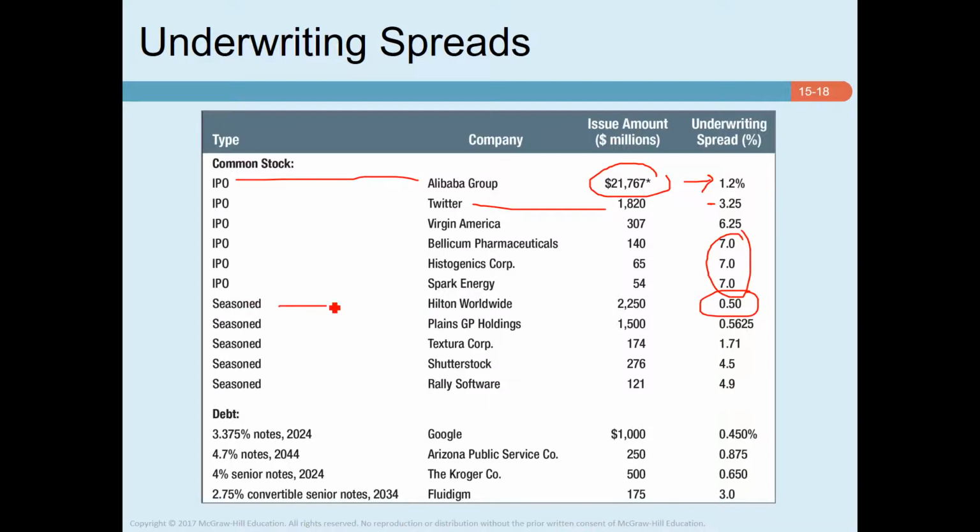Hilton Worldwide was in the case of a seasoned offering. A seasoned offering is the subsequent offering of stock by a company. That means an initial public offering is the first-time issuance of shares to investors, whereas a seasoned offering is a subsequent offering. And these are the underwriting spreads for bonds, and you can see that the underwriting spread of bonds is typically lower than that of equities, because bond underwriting is typically less risky compared to underwriting equities.